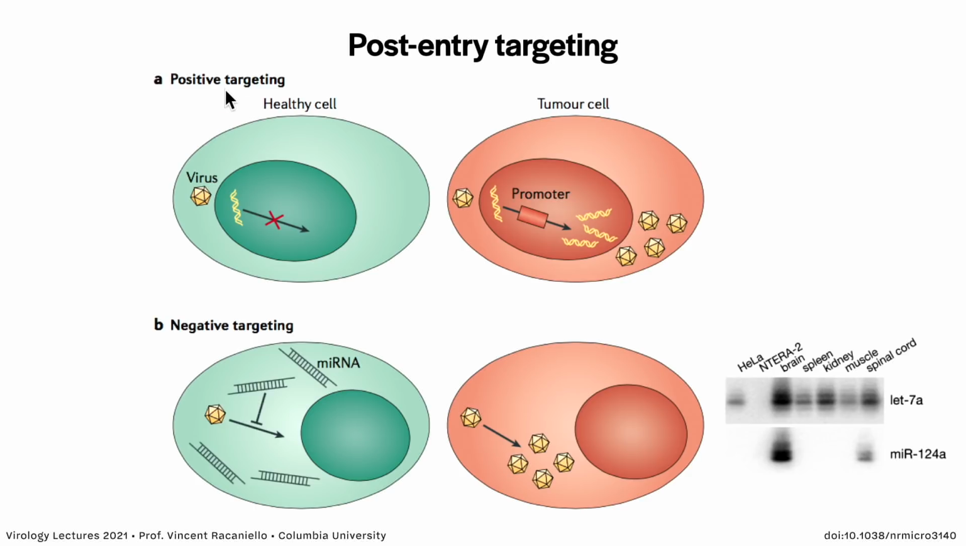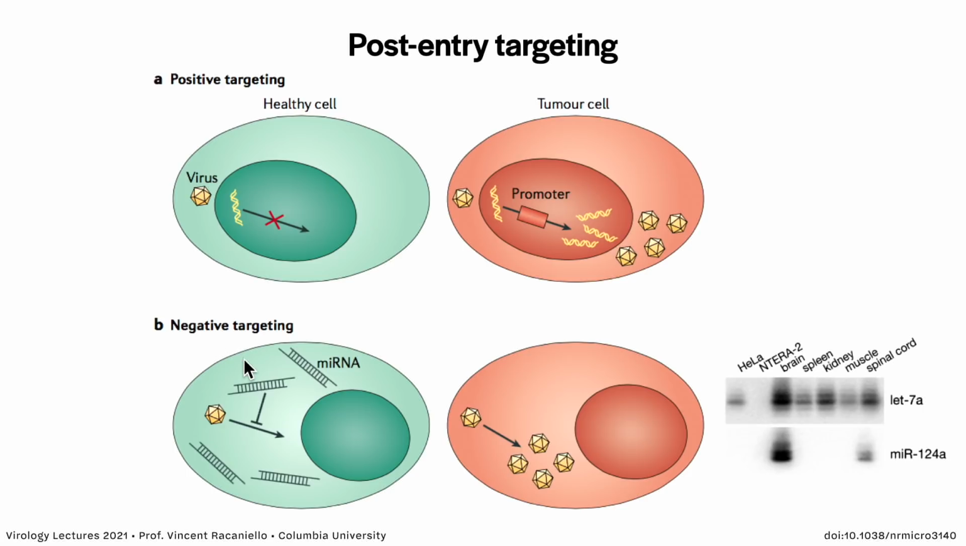One is called positive targeting. So we make a virus containing a gene that's going to kill the cell, some kind of toxin, for example, but you don't want it to be produced in a healthy cell. So you use a promoter that's inactive in normal cells, but is active in a tumor cell, and such promoters can readily be found. So that's called positive targeting. You're going to produce the toxin in a tumor cell.